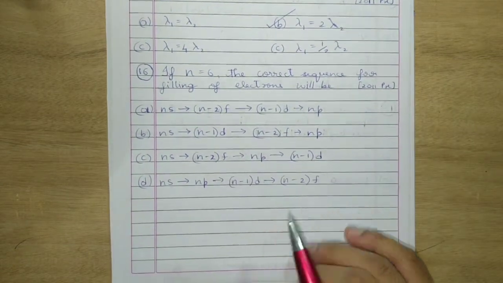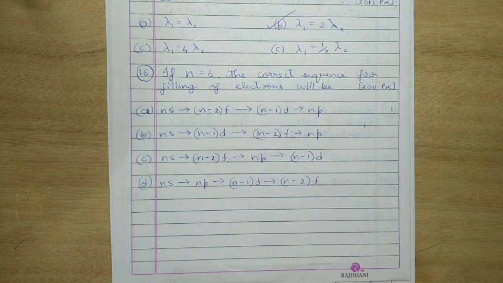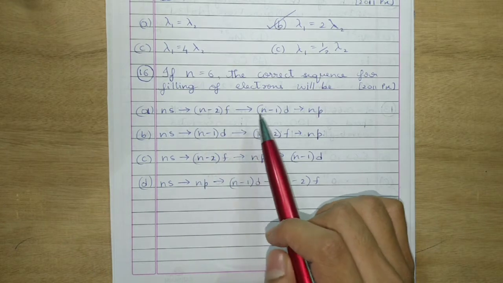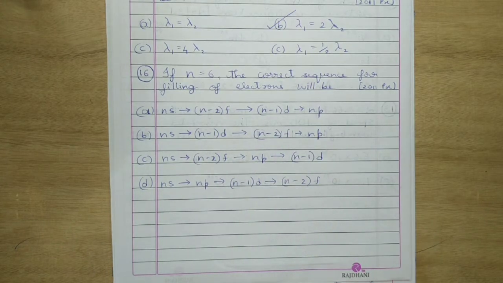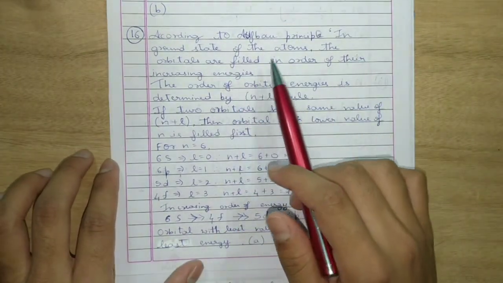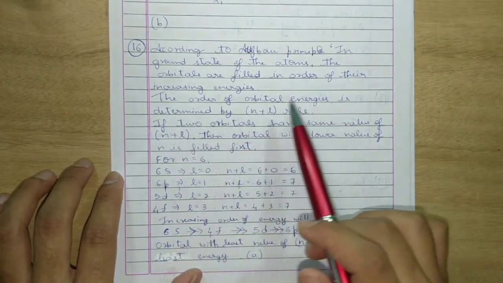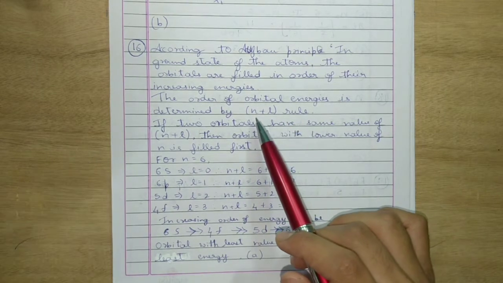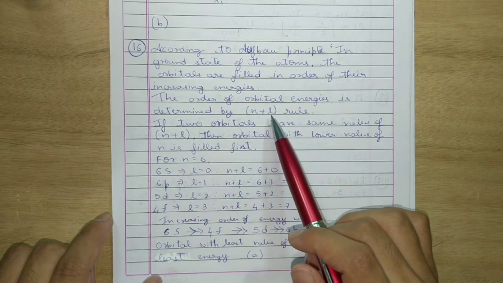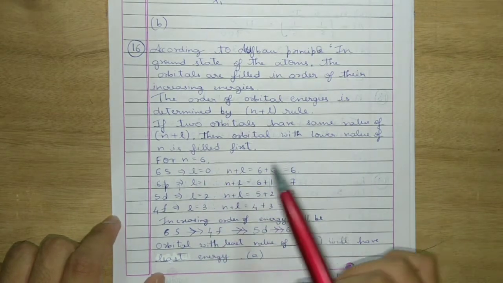Question 16. If n is equal to 6, the correct sequence for filling of electrons will be. So if n is equal to 6, we have ns, (n minus 2)f, (n minus 1)d, and np. Here, according to the Aufbau principle, in the ground state of atoms, orbitals are filled in order of their increasing energies, and the order of orbital energies is determined by the n plus L rule, where n is the shell number, energy level, and L is the azimuthal quantum number. If two orbitals have the same value of n plus L, then the orbital with lower value of n is filled first.